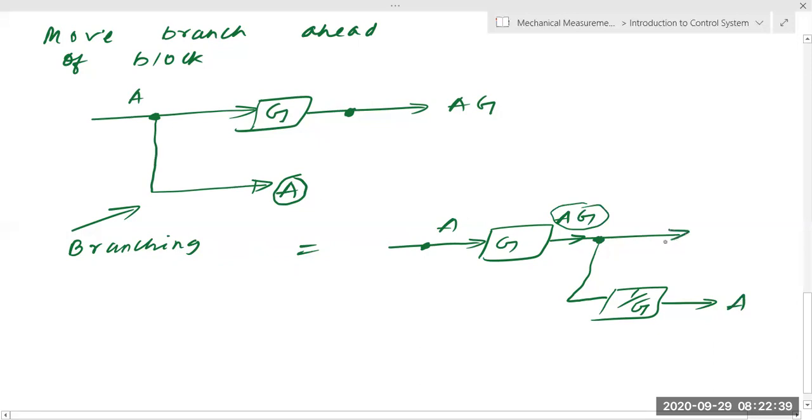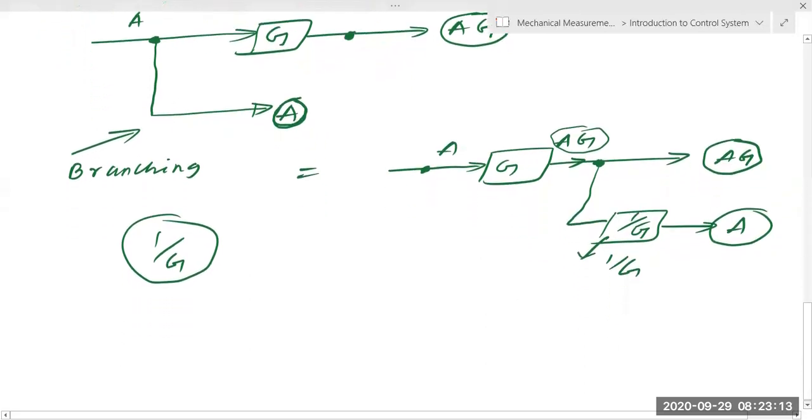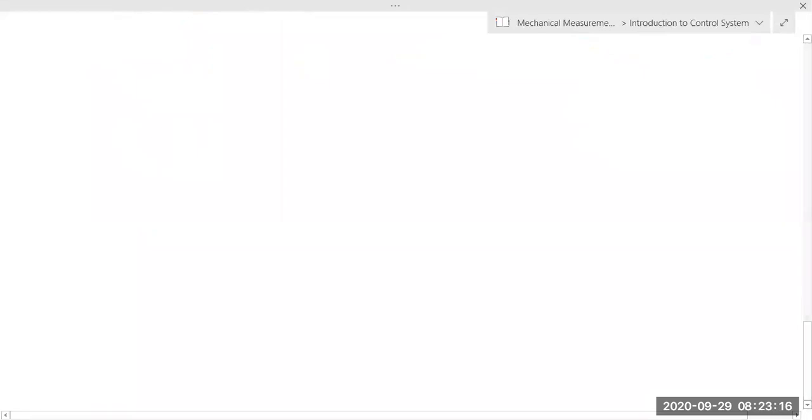Okay, and this signal will not change. This signal will remain the same, A into G. So we have again got the same values. First is AG, and the branch out signal is having value A. Here also the main signal is AG, and the branch out signal again is A with the help of this block, which is 1 by G. So whenever we want to move the branch ahead of the block, we need to multiply it by a transfer function, which will be the inverse gain. Okay, that's important. Then we can move the branch ahead of the block. Simple. This is the third rule. So I'll move to rule number 4.